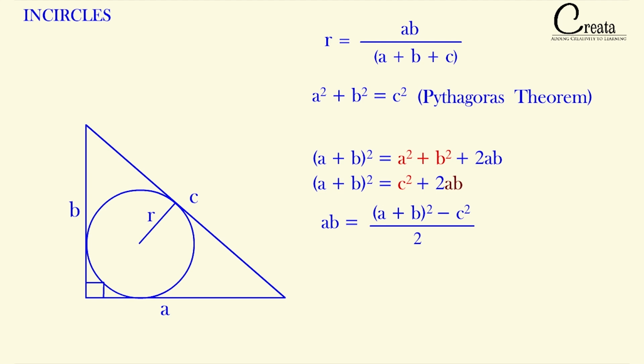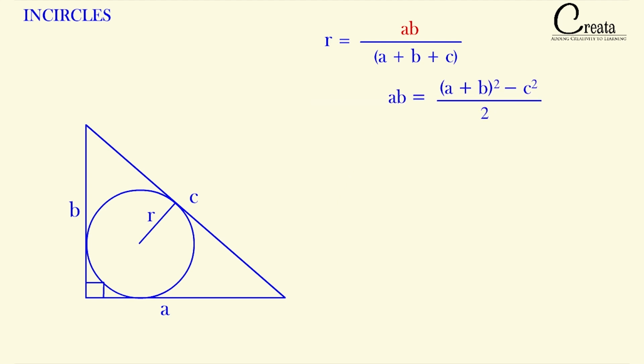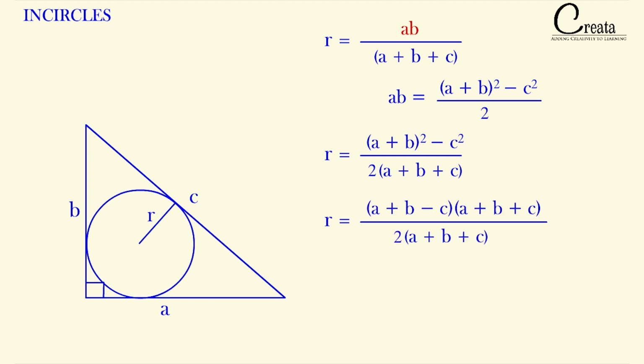We have calculated the value of AB so that we can put this value into the equation that we have got for the inradius. Let's put the value of AB in our equation of the inradius. We got R is equal to (A plus B) whole square minus C square upon 2 times (A plus B plus C). On applying simple algebra and simple mathematics, we got inradius, that is R, is equal to (A plus B minus C) upon 2.